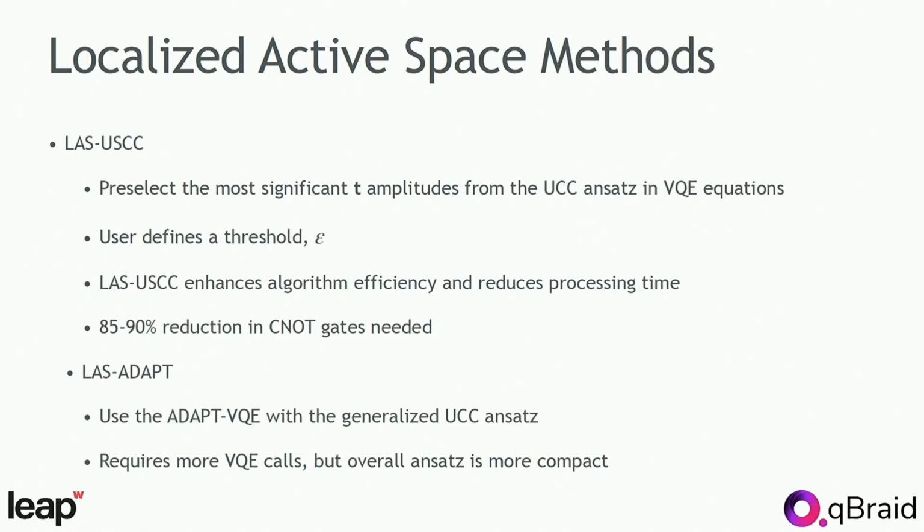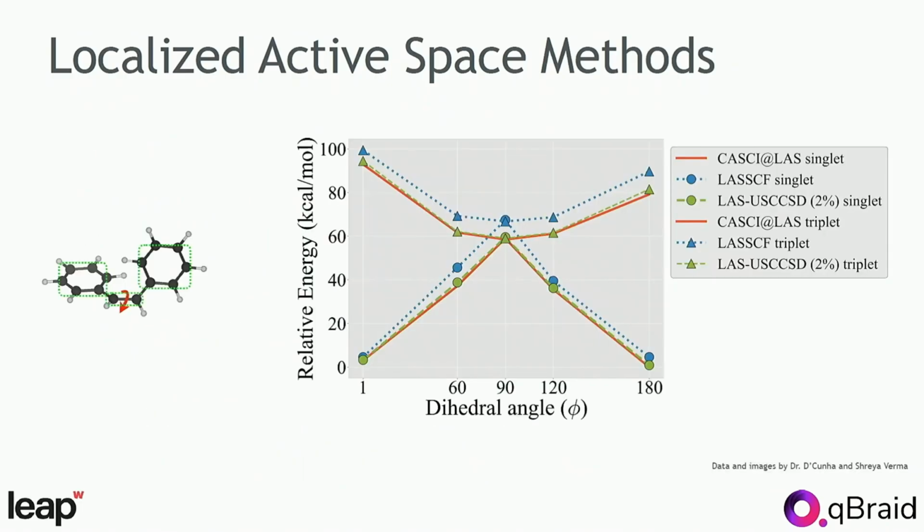Another option here is LAS ADAPT, where we use the ADAPT wave function combined with LAS onto the original UCC ansatz. This requires more VQE calls, but the overall ansatz is more compact, so it offers another option as a correlator between systems. We get some incredible results with this method, and in the interest of time, I just want to focus on one system here.